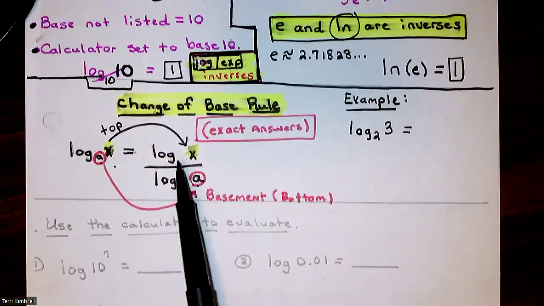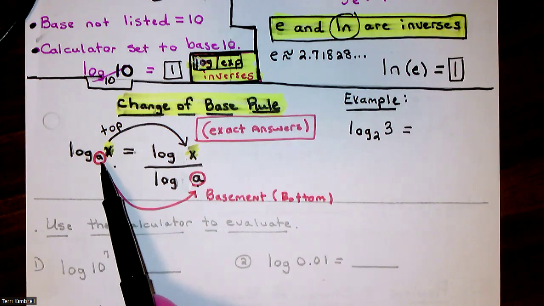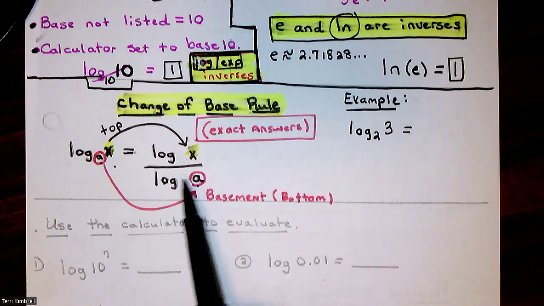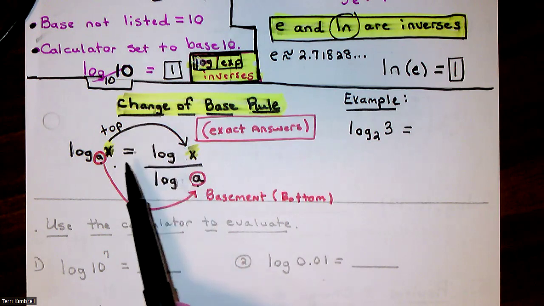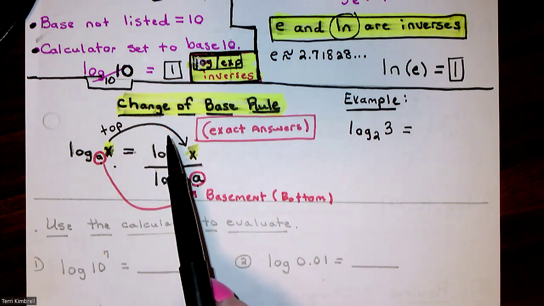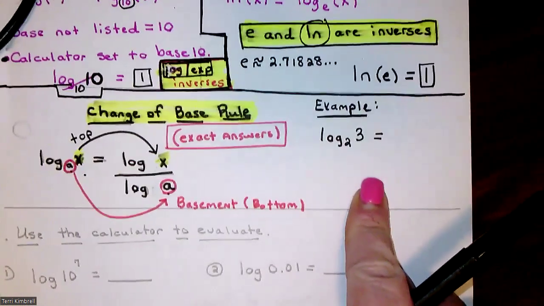If you'll go back and take out those B's, I didn't mean to put that. So you're going to put the log of A on the bottom, and then what you're going to have on top is the log of X, okay? So the base of the logarithm is in the basement. The top of the logarithm is on top, okay? So let's look at an example with some numbers.